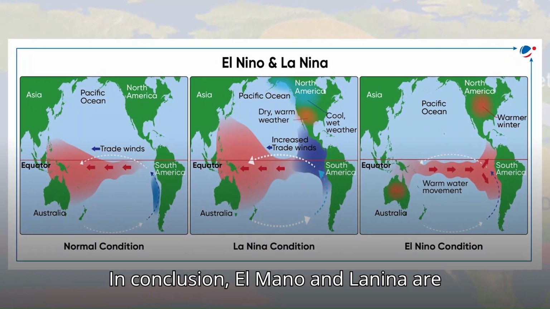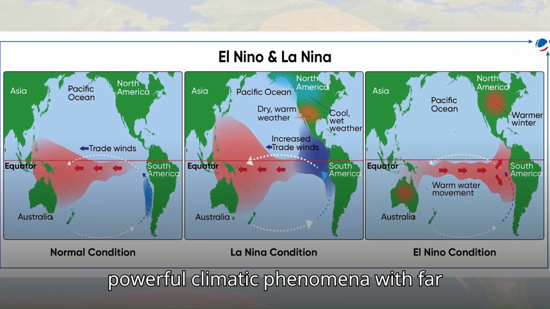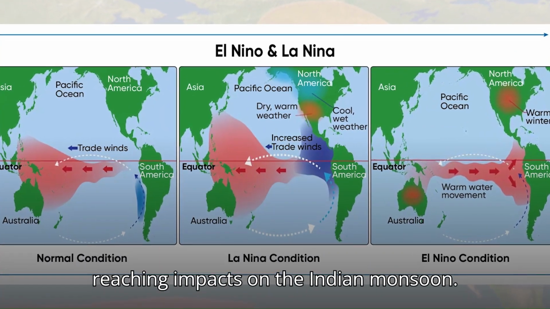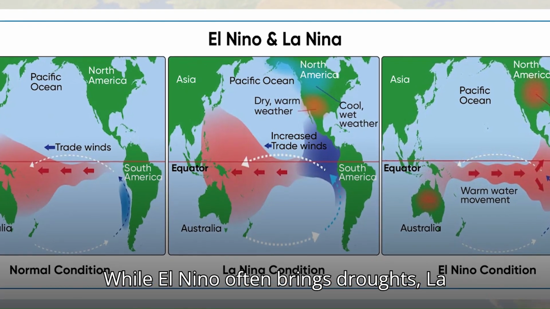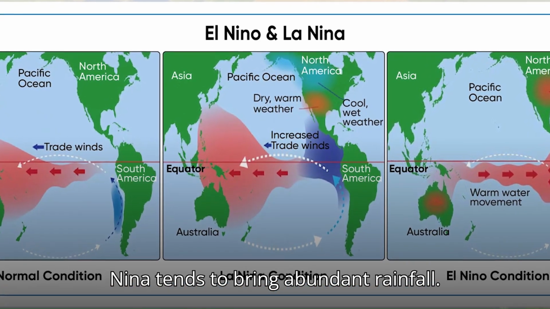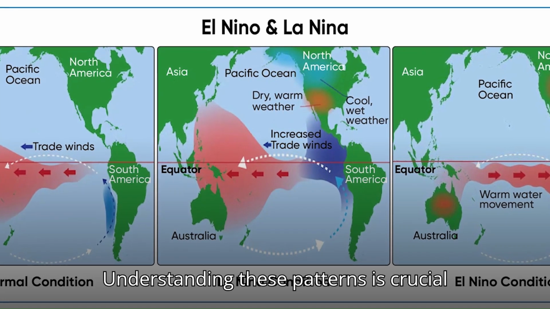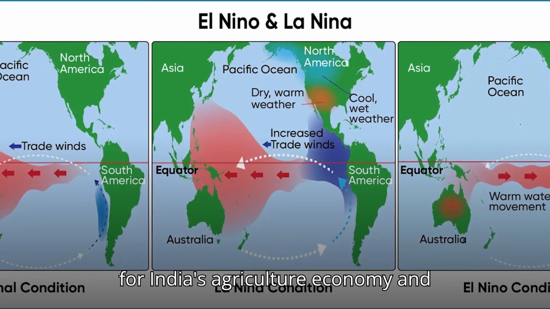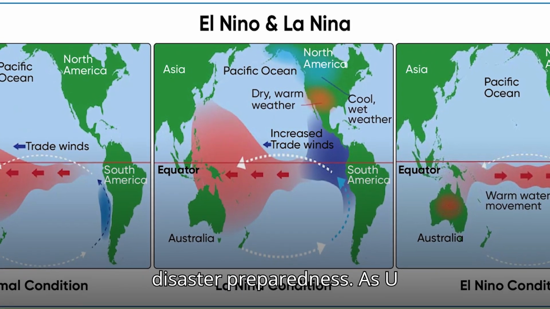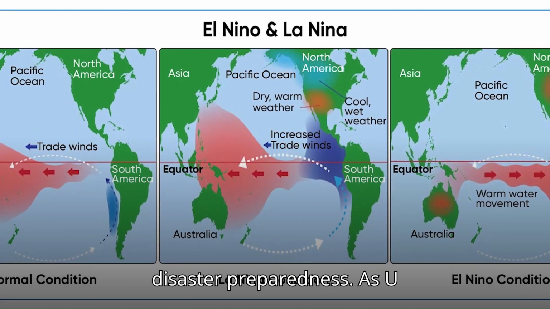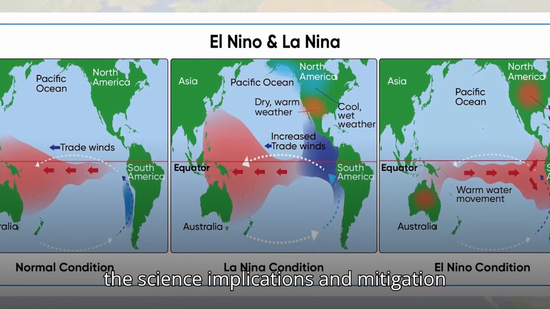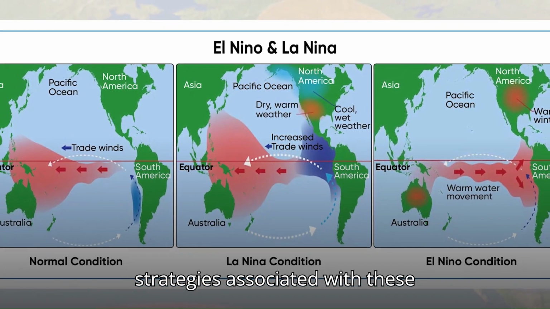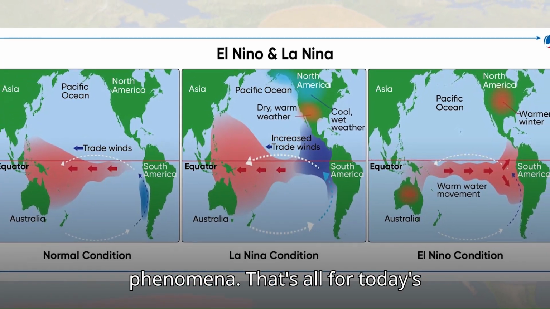In conclusion, El Niño and La Niña are powerful climatic phenomena with far-reaching impacts on the Indian monsoon. While El Niño often brings droughts, La Niña tends to bring abundant rainfall. Understanding these patterns is crucial for India's agriculture, economy, and disaster preparedness. As UPSC aspirants, it's essential to grasp the science, implications, and mitigation strategies associated with these phenomena.